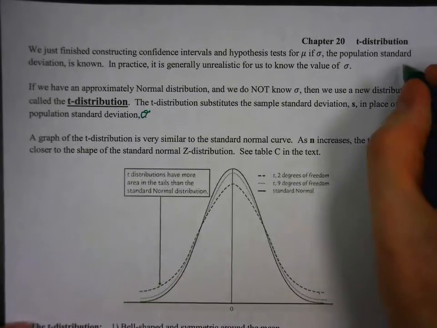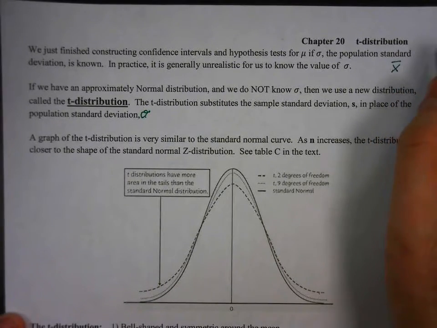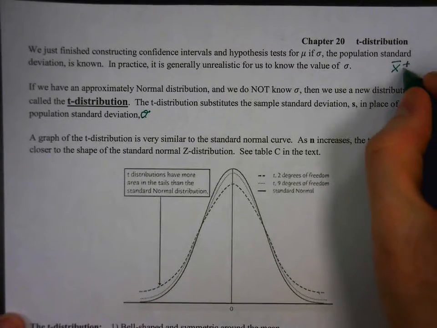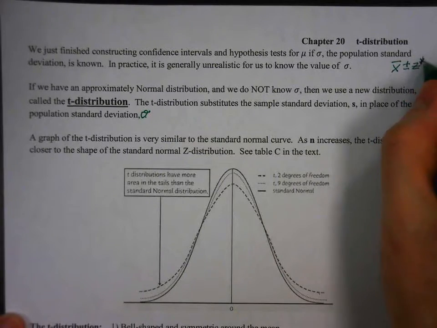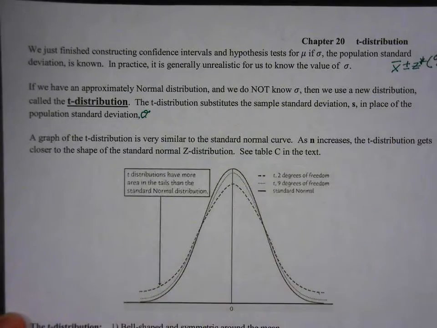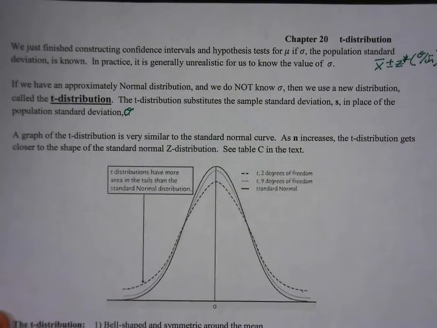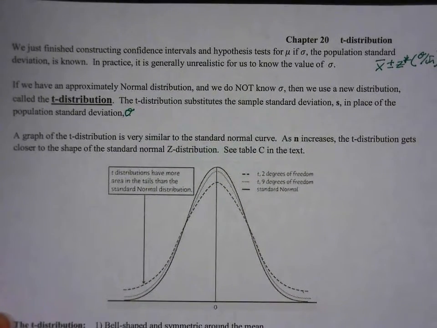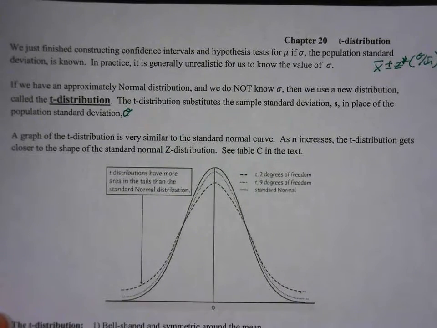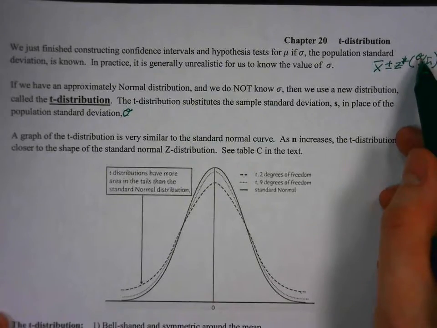That's where we did x bar plus or minus z star times sigma over the square root of n. That was our confidence interval. And we also found z-scores for test statistics for hypothesis tests. So that's what we're referring back to if you know what sigma was.